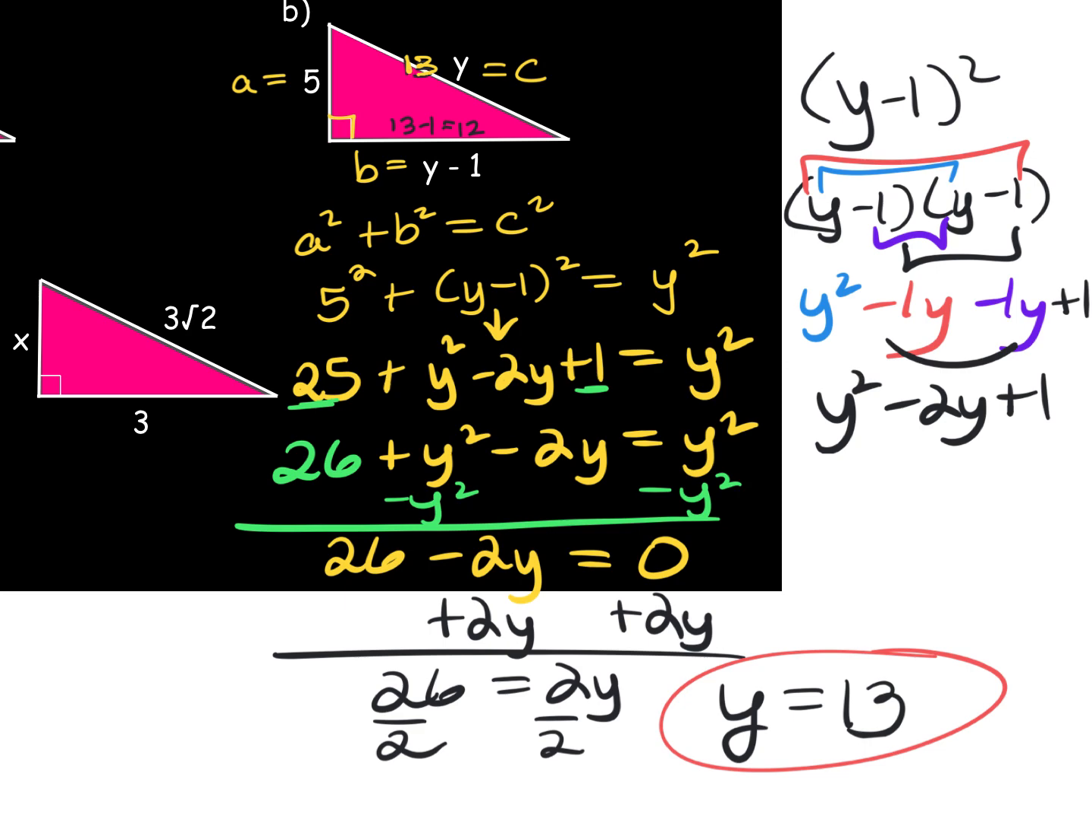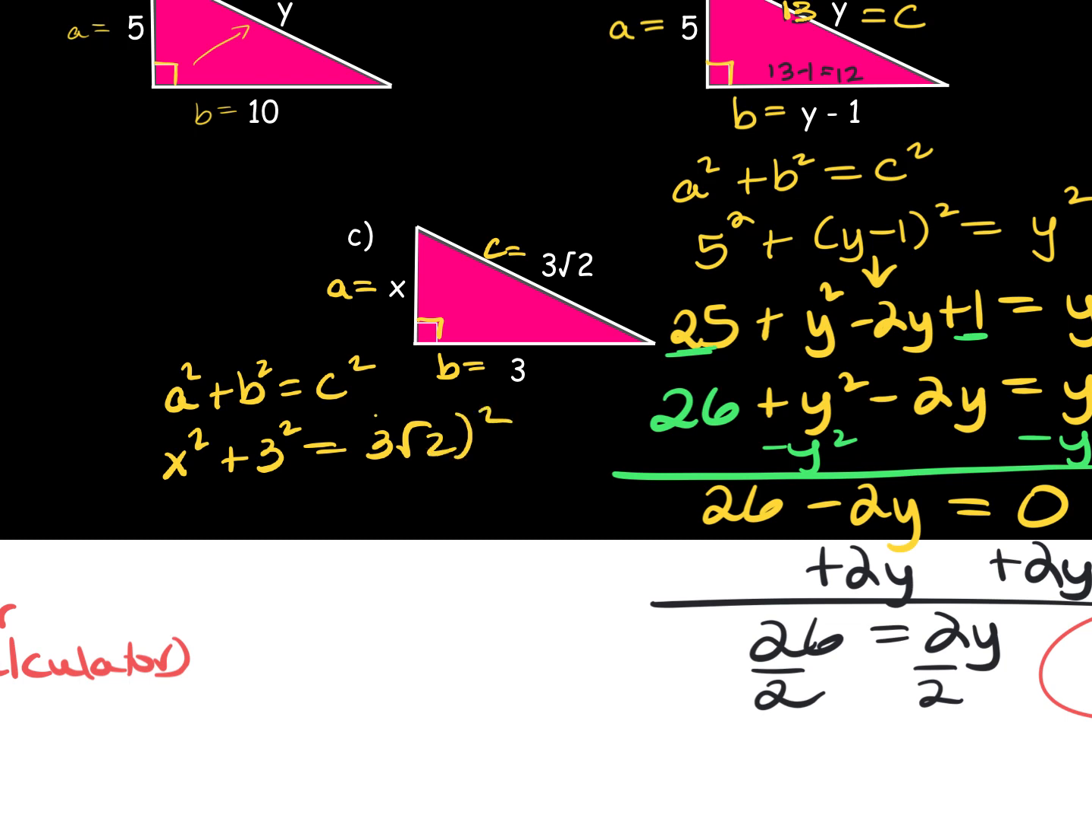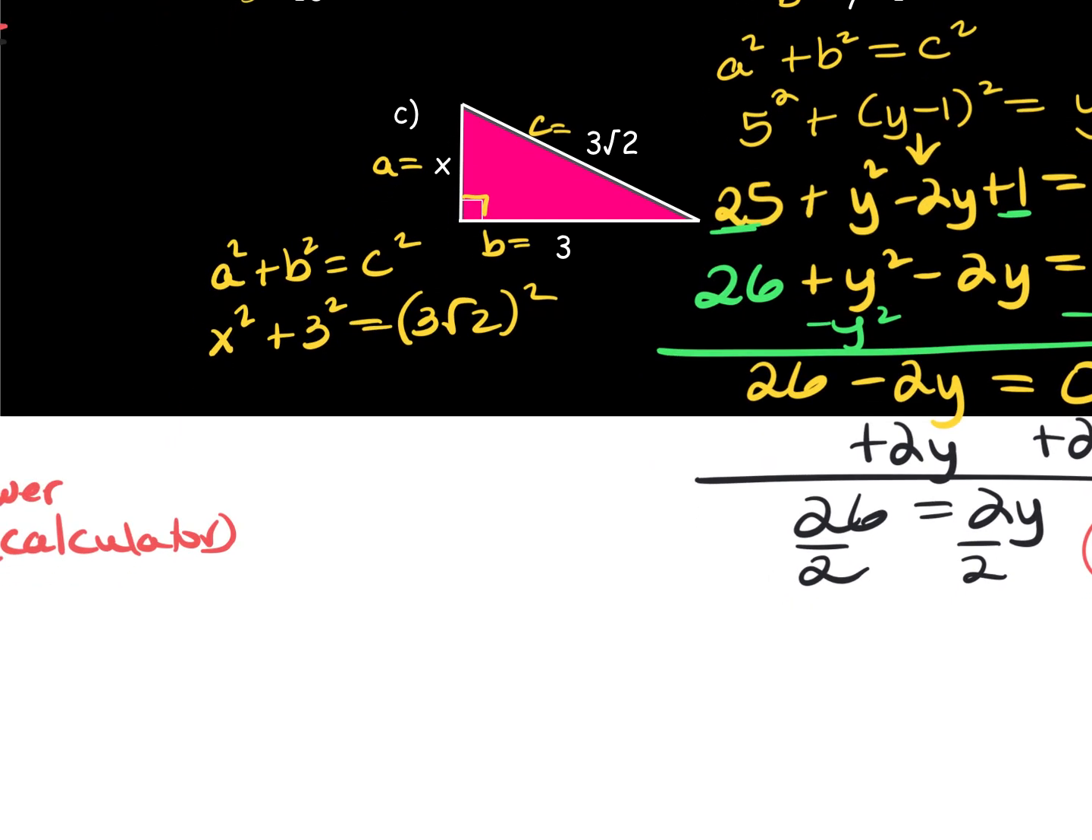Let's try part C, where, again, I'm going to apply the Pythagorean Theorem. So again, I could say the X side here is my A, this is my B, and this could be my C. It's across from the right angle. So again, I'm plugging it into A squared plus B squared equals C squared. So I'll plug in X for the A, 3 for the B, and my C is 3 square root 2. So I've got to square that radical. So what that really means is, I'm doing 3 square root 2 times 3 square root 2.